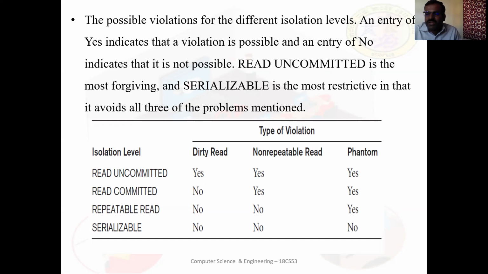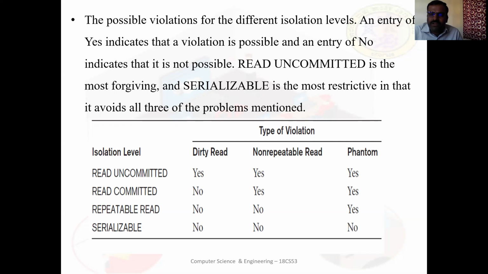Non-repeatable read means a transaction T1 may read a given value from a table, and then another transaction T2 later updates that value. That is called non-repeatable read. For example, transaction T1 may read a value from a table.